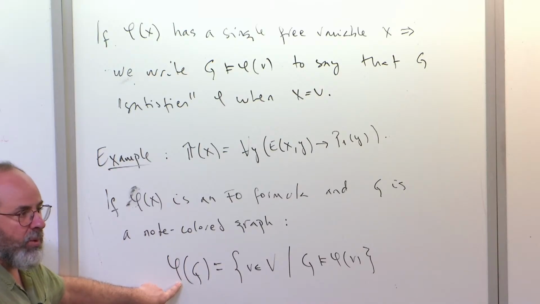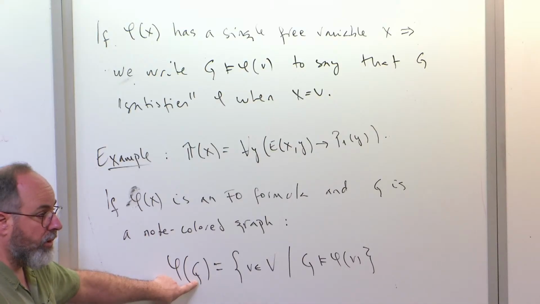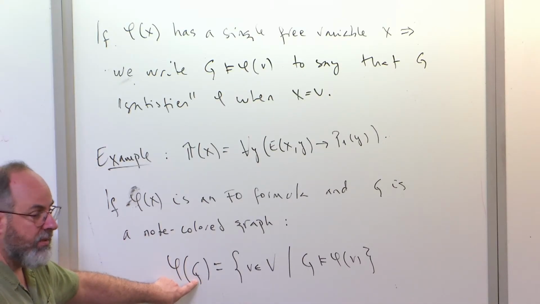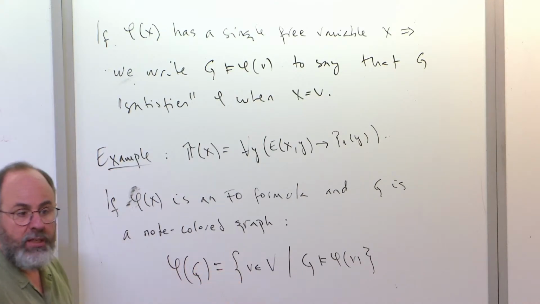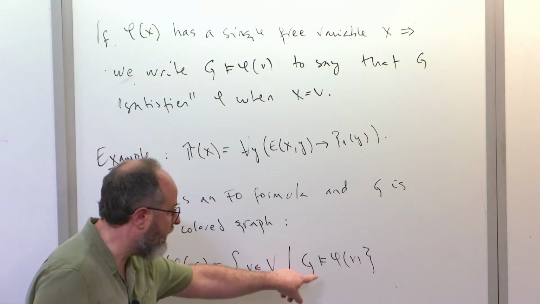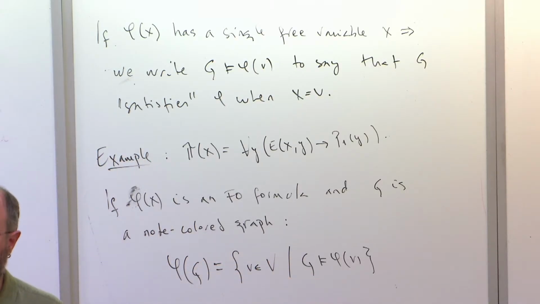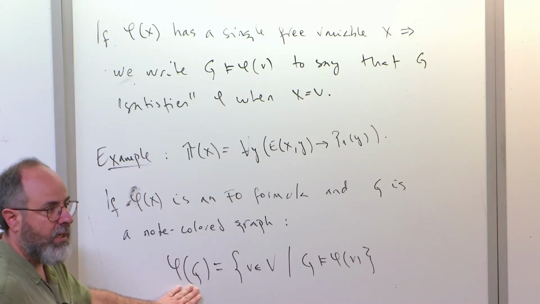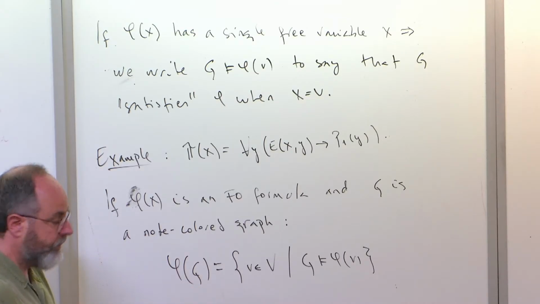If I have a formula with a single free variable x, and I have a node color graph G, I will say that the application of phi on G defines a unary relation over the set of nodes. Those nodes that satisfy the formula when x is interpreted as B. So this is the unary property somehow defined by this formula on node color graphs.